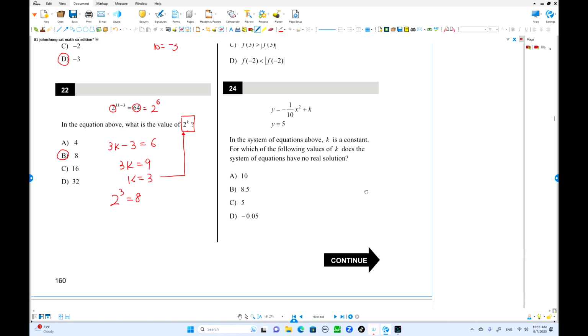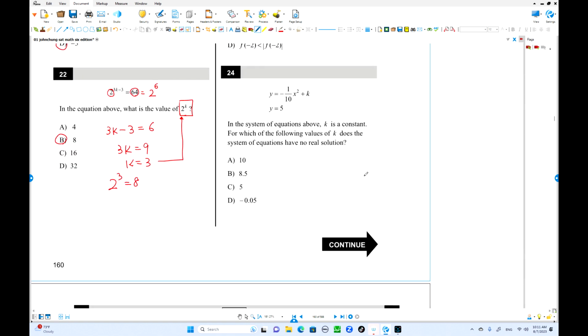Number 24, you have a system, k is a constant, and the system has no real solutions. That means what? No intersection. Maybe you can make a graph of this one, that is the easiest way, I think. When x equals 0, y equals k. But k doesn't have to be positive or negative, that's fine. It can be down over here or down over here.